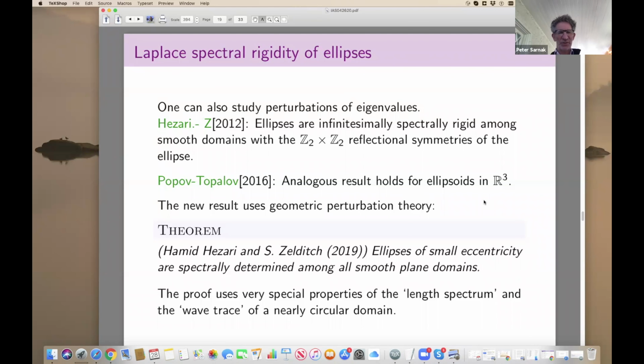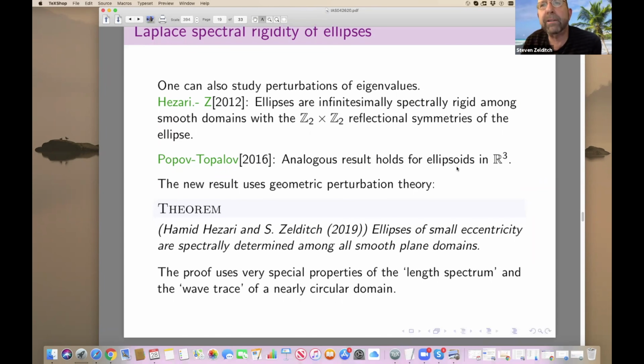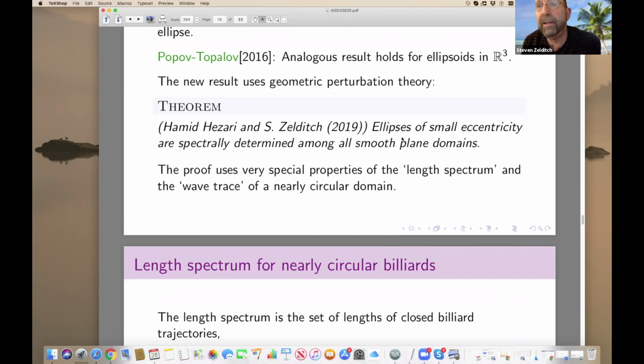Does infinitesimally here mean the same as before? Is this a one parameter family? One parameter, and you study the first derivative. It's constant isospectral. Rigid means deformations are trivial. Okay. So a much stronger assumption. Yes. And Popov and Topalov have done quite a lot of work in this field, and they extended the result to ellipsoids. Now, the new result, I'm just stating it again, is that ellipses of small eccentricity are spectrally determined among all smooth domains. This is not a rigidity theorem. The big assumption is small eccentricity, nearly circular.